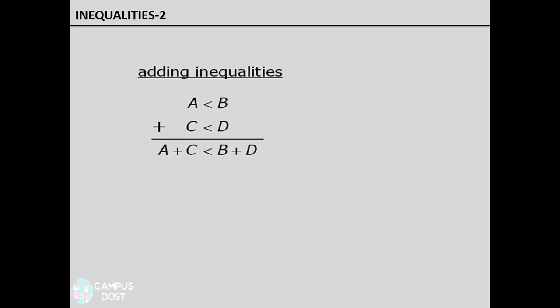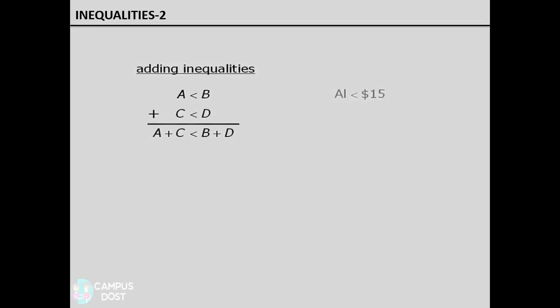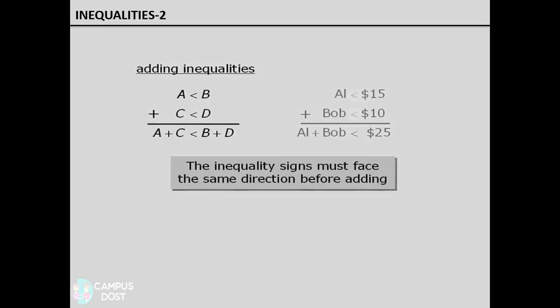Now this property makes even more sense to us if we examine a real-world example. If Al has less than $15 and Bob has less than $10, then if we add Al's money and Bob's money, their combined wealth will be less than $25. Please notice here that both inequality signs are facing the same direction. This is a necessary requirement. In fact, before we add any inequalities, the inequality signs must be facing the same direction.